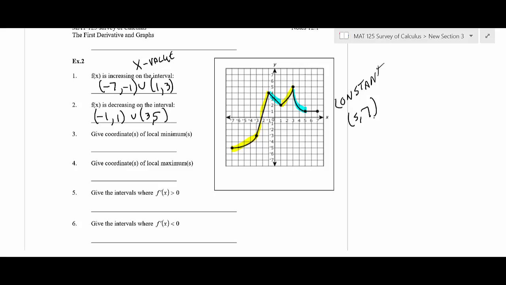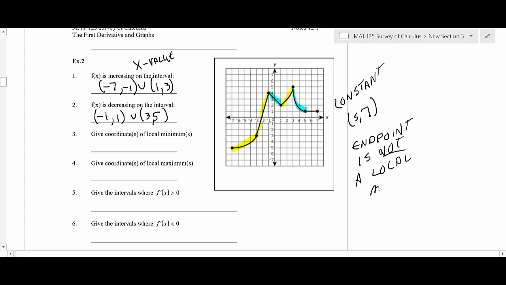How many? 1, okay? An endpoint is never a local minimum, and that's a good thing to write down: an endpoint is not, and we're talking about what we call a local min or a local max. Okay, it's not endpoints, because remember what a minimum is: the graph has to go from decreasing to increasing. It's got to have something going on the left and something going on the right. So the only min would be there. So if I wanted the coordinate of that, that looks like the point (1, 2).